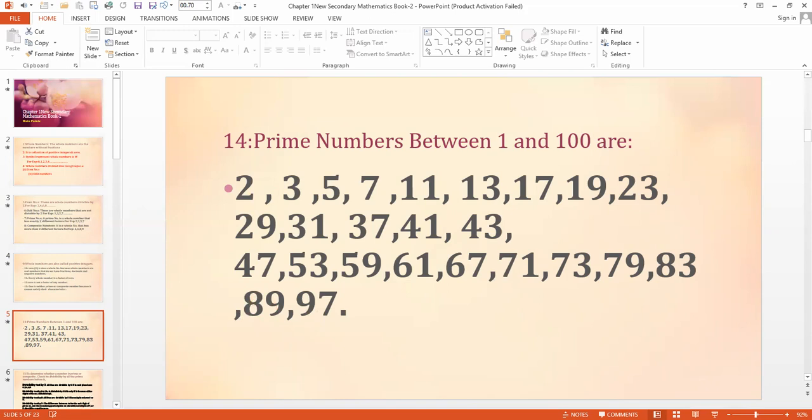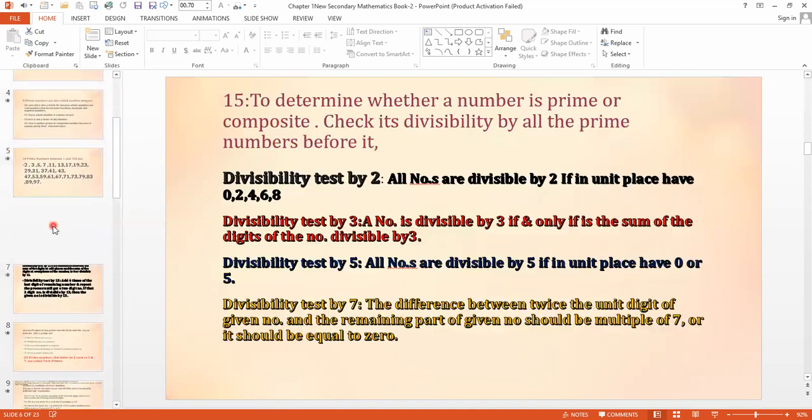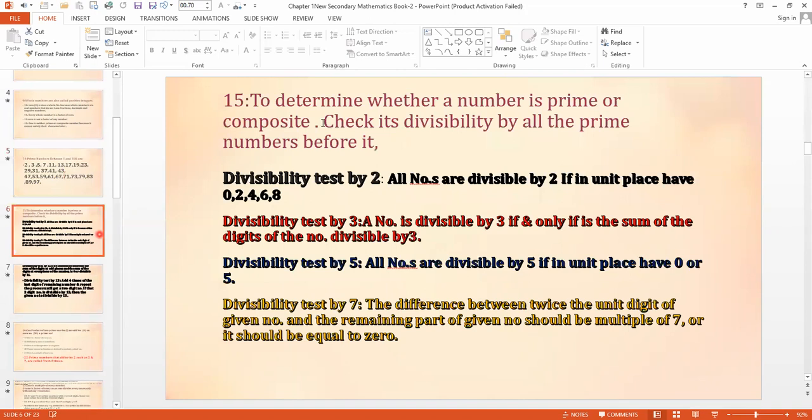Later on, I will also tell you the tests of divisibility. They will help you in finding the prime numbers which are greater than 100. Okay, can I move to the next slide? This one is point number 14. Now we move to point number 15. To determine whether a number is prime or composite, check its divisibility by all the prime numbers before it.